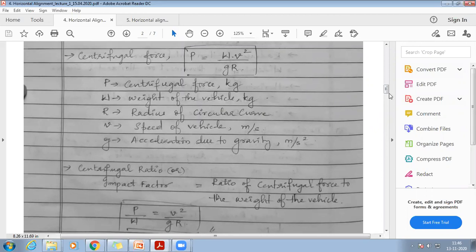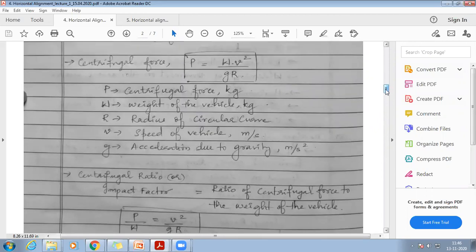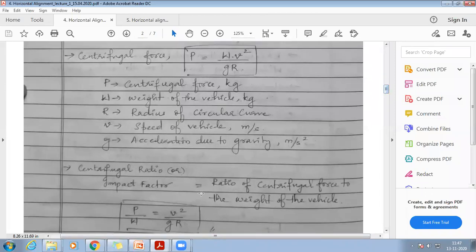Okay. Now you can see the expression for centrifugal ratio, which is called the impact factor. The centrifugal ratio, or the impact factor, is nothing but the ratio of the centrifugal force to the weight of the vehicle. So you just bring down this W this side. So the expression is V square by GR. Got it? Very, very important. So centrifugal force expression is WV square by GR. Centrifugal ratio, or the impact factor, is P by W, which is V square by GR. Understood?